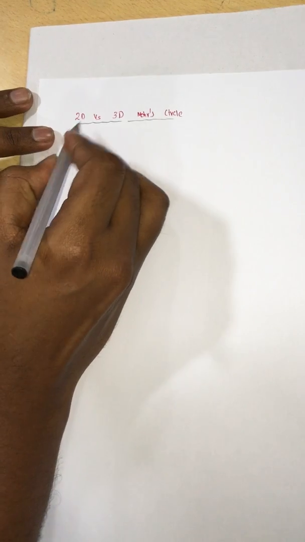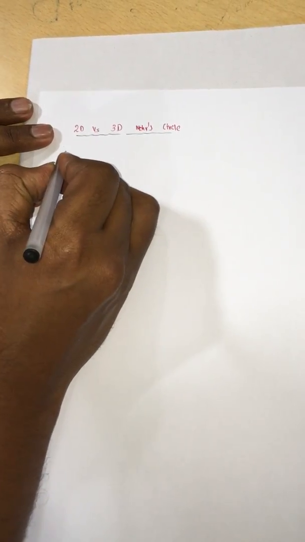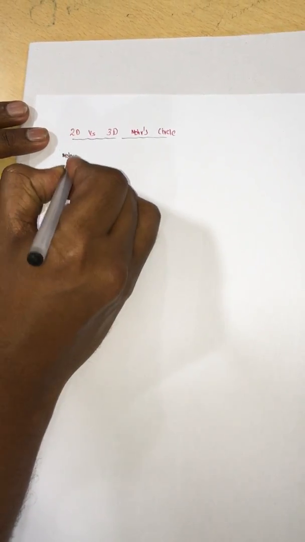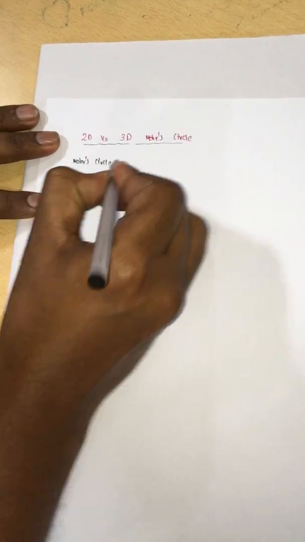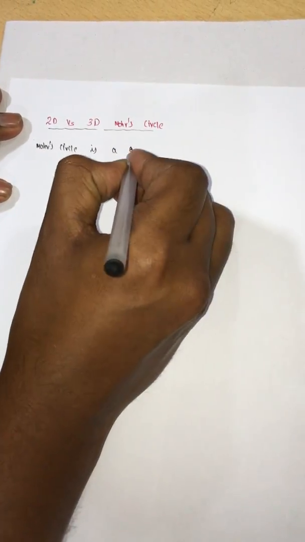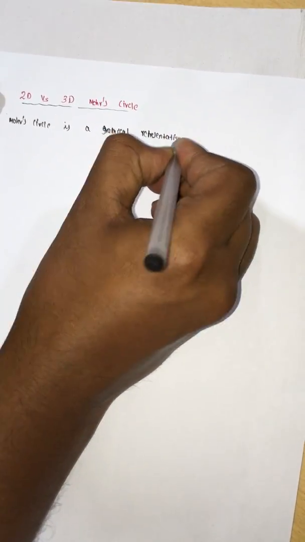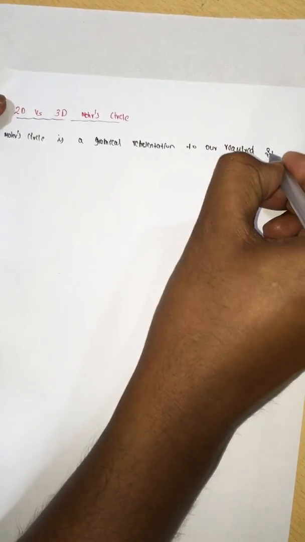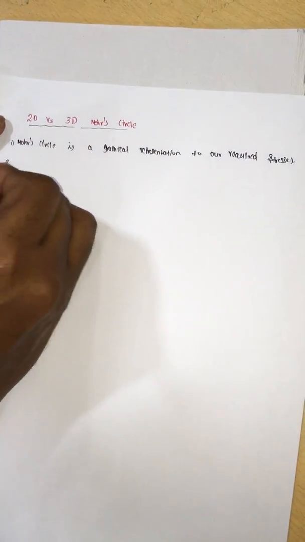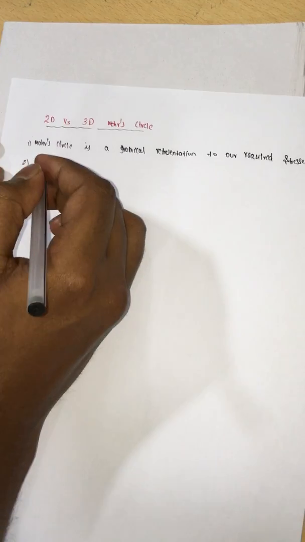Okay, let us take what is Mohr circle. Mohr circle is a graphical representation to find our required stresses. Okay, and these things you have to keep in your mind while drawing a Mohr circle.